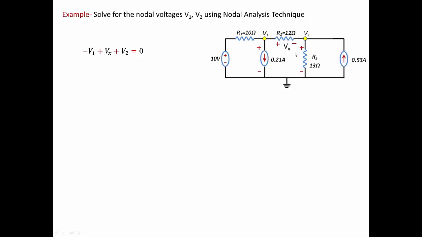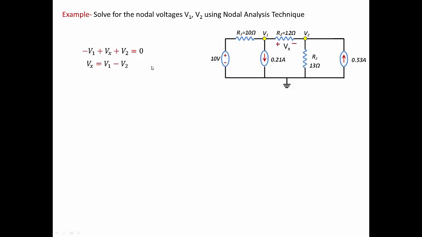This here is a single loop. So that's what we have: minus V1 plus Vx plus V2 equals 0. So if I'm going to solve for Vx, basically I'm going to take V1 to the other side and V2 to the other side. So the negative V1 is going to be positive V1, and the positive V2 is going to be negative V2. So Vx will equal V1 minus V2.